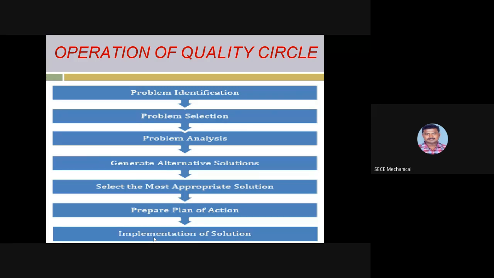Next, select the most appropriate solution. Discuss and evaluate the alternative solutions by comparison in terms of investment and return from the investment. This enables us to select the most appropriate solution. After that, prepare a plan of action, which means converting the solution into reality. It includes the considerations of who, what, when, where, why and how of solving problems.